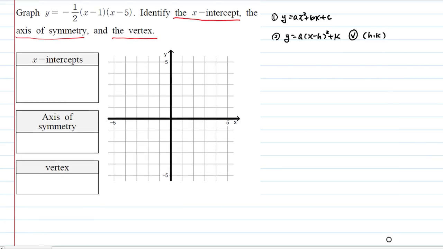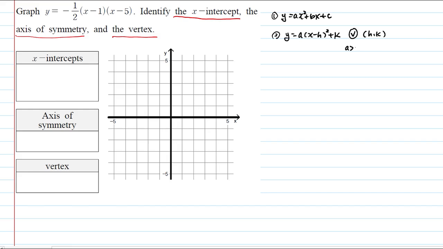The graph can be U-shaped, and it depends on the a value. When a is less than 0, it will be an upside down U shape. Now, finding the axis of symmetry: since the vertex is (h, k), if you graph it, that will be your h. That's your axis of symmetry. Again, that's your (h, k). The axis of symmetry is x is equal to h.